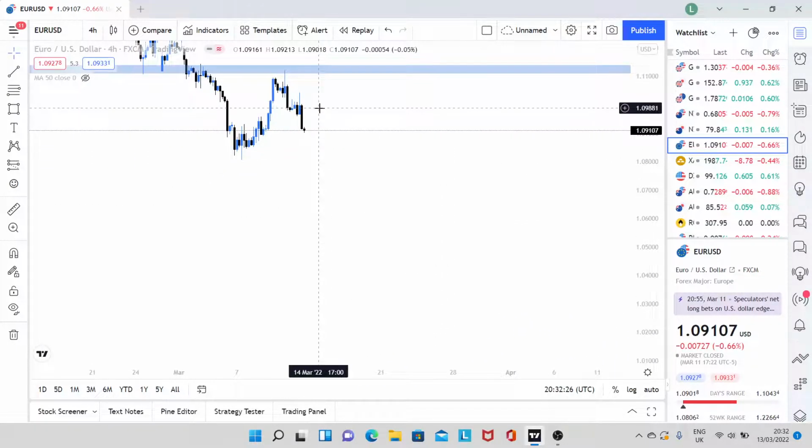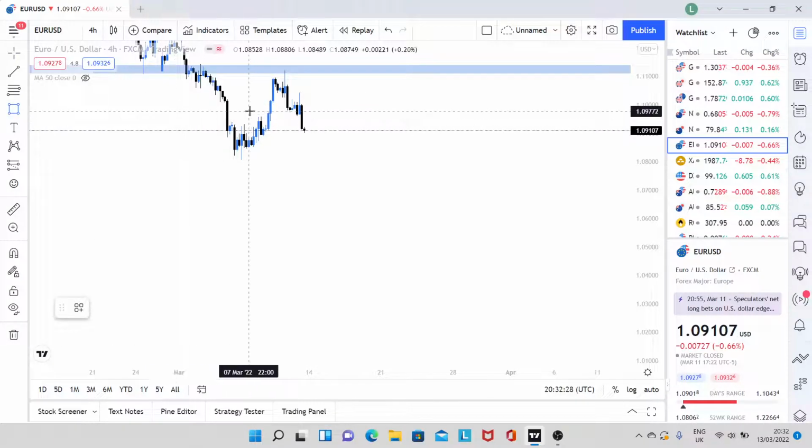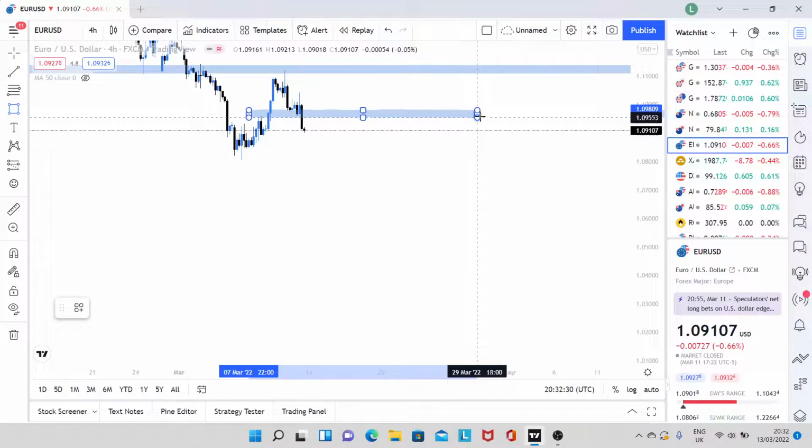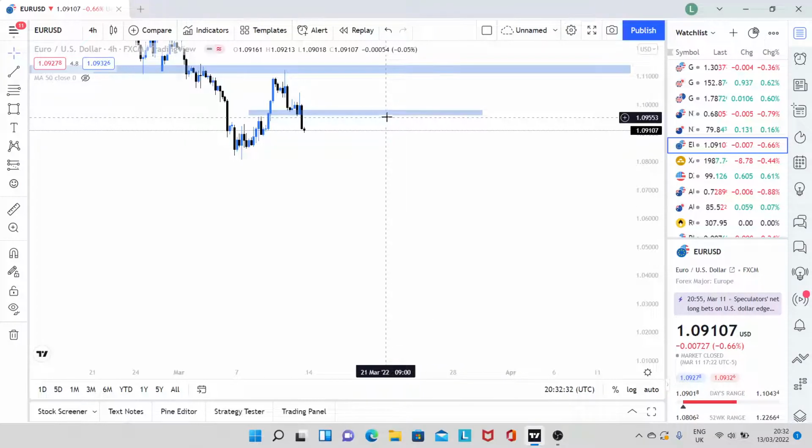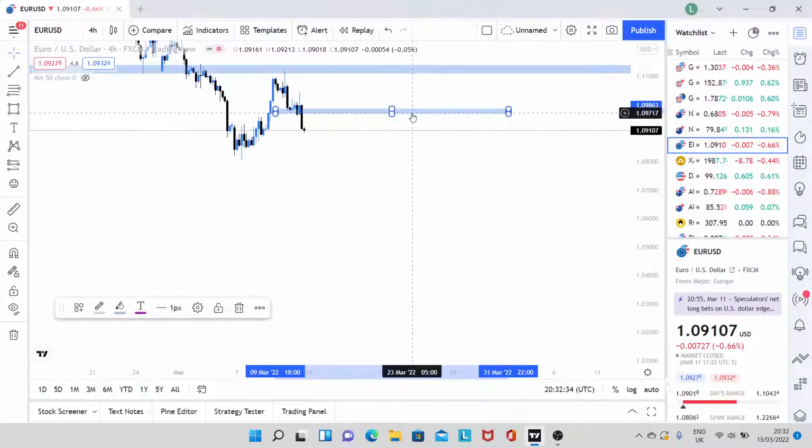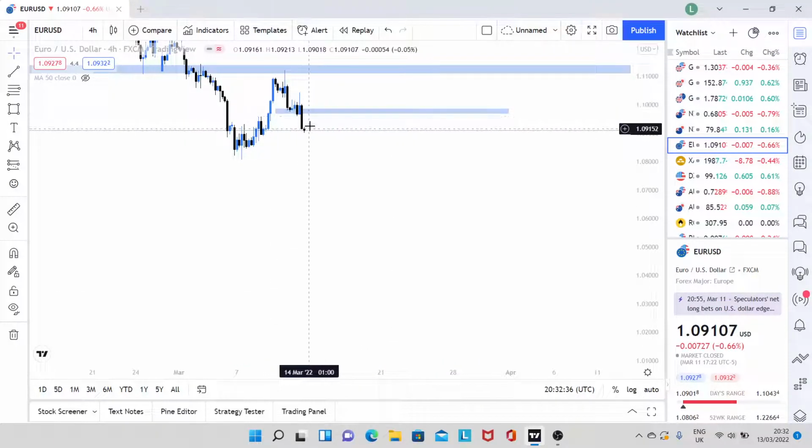Nothing really sticks out to me. I would like to see maybe a retest of this area here. So we've had the break below, like that. We've had the break below. I'd want to see price come up to here, retest, and then continue down.